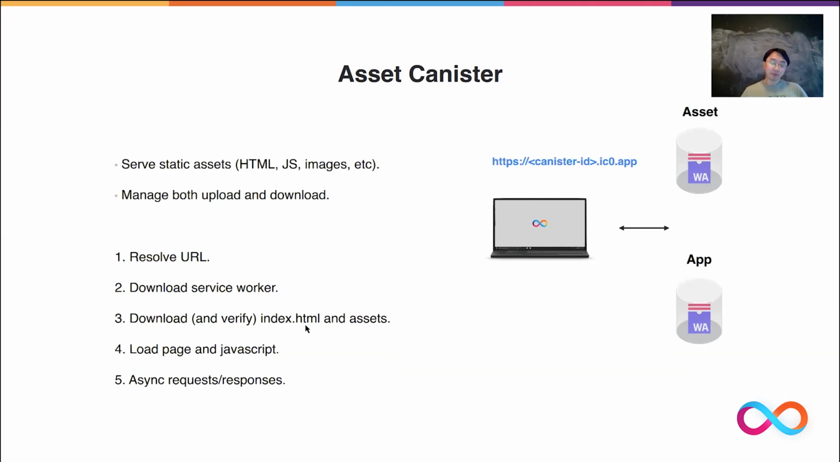So the service worker will load the assets. The assets are all coming from the asset canister. After loading the assets, the browser will start to run the JavaScript. The JavaScript is then free to call any canister on the internet computer, so it's not restricted to only your application. It can call other applications as well. When it makes the call, it's basically an asynchronous request sent to the internet computer, which is then routed to your canister. Your canister handles the request and gives the response, and the response is routed back to the user's browser.